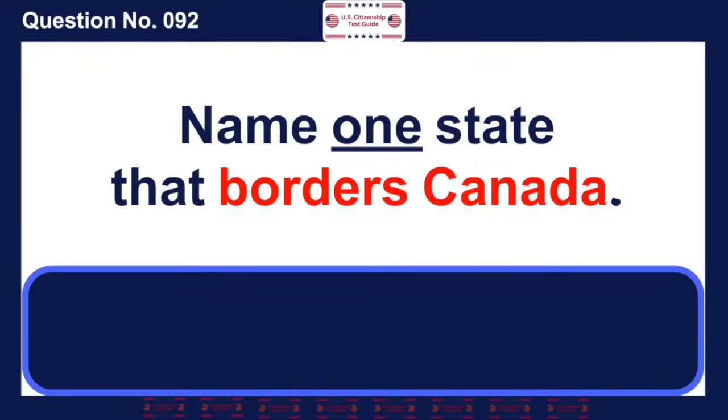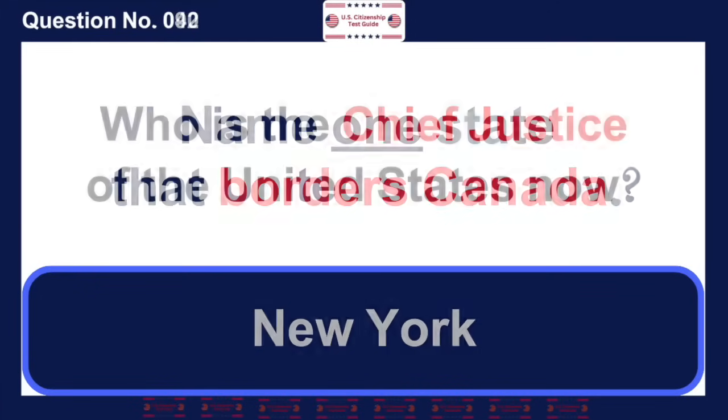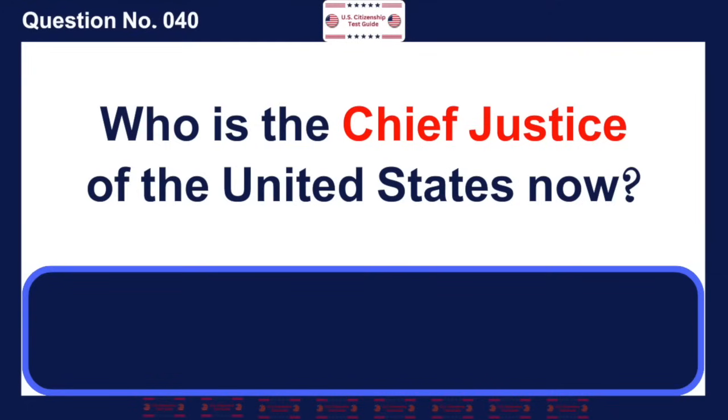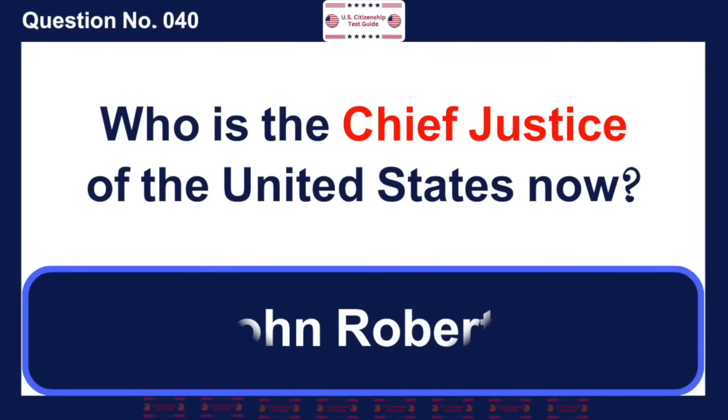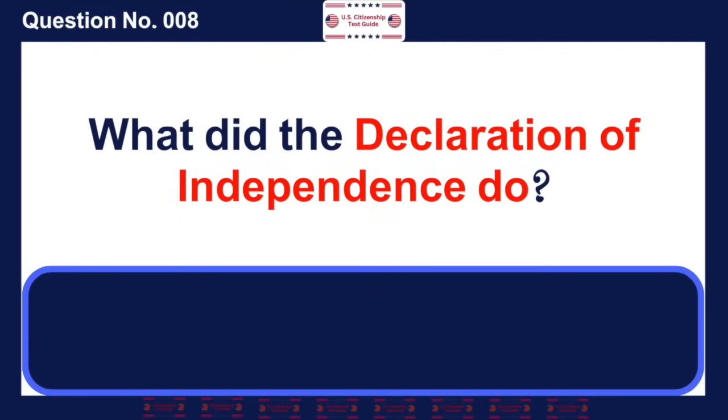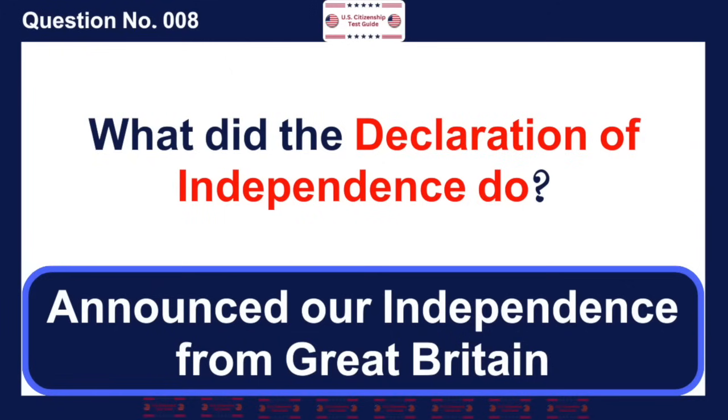Name one state that borders Canada. New York. Who is the Chief Justice of the United States now? John Roberts. What did the Declaration of Independence do? Announced our independence from Great Britain.